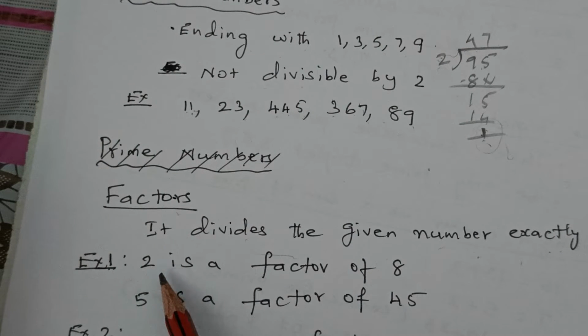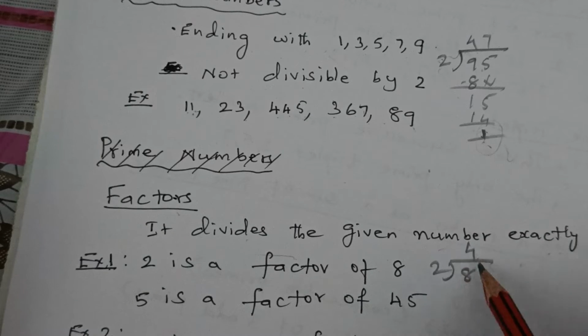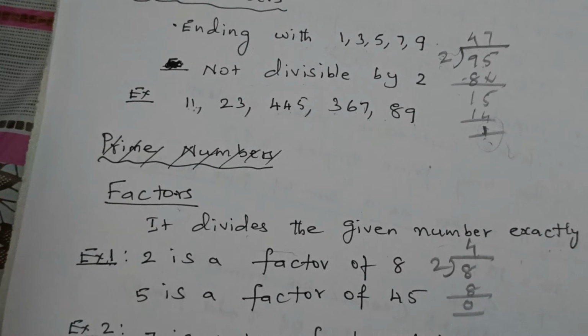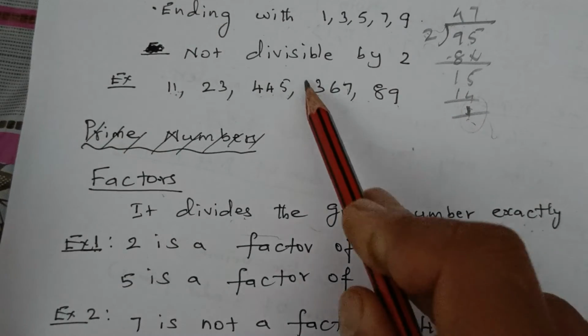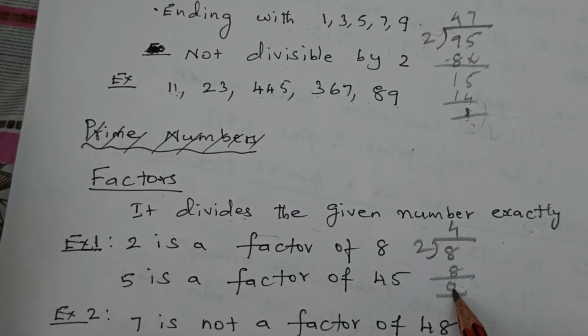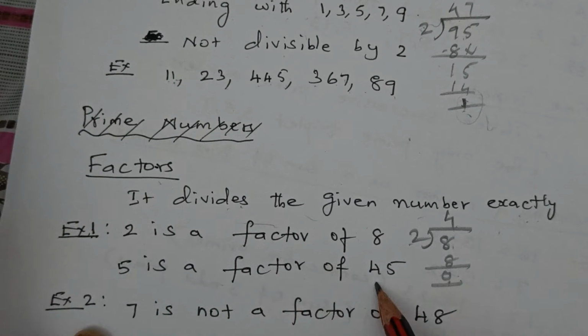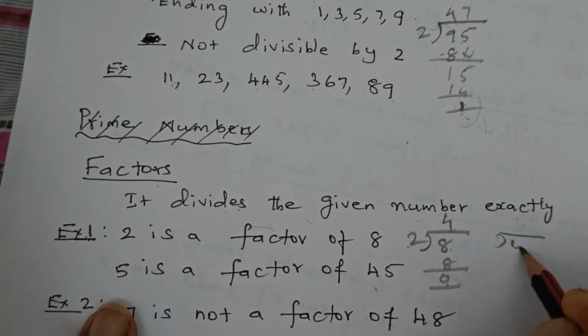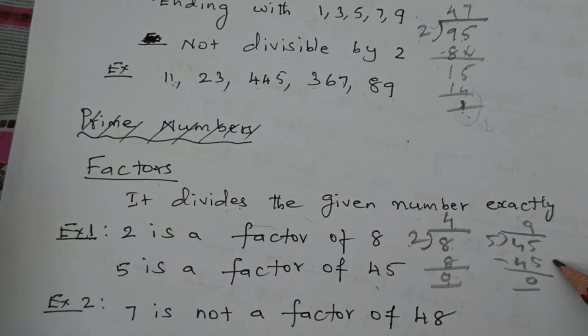That means, for example, you see 2 is a factor of 8. What does it mean? You divide 8 by 2. 4 2s are 8. Look at the remainder. It is 0. Getting the remainder 0 is the meaning of divides the number exactly. It is divisible means the remainder should become 0. If the remainder becomes 0, then we say 2 is a factor of 8. And now one more example, you check. 5 is a factor of 45. Yes, you divide 45 by 5 and check. 45 divided by 5. 5 9s are 45. Remainder is 0. So 5 is a factor of 45.